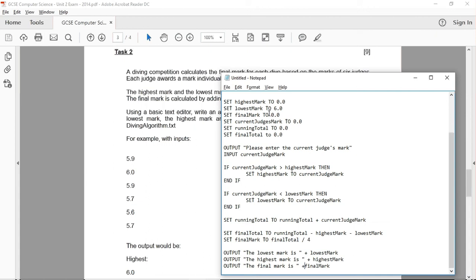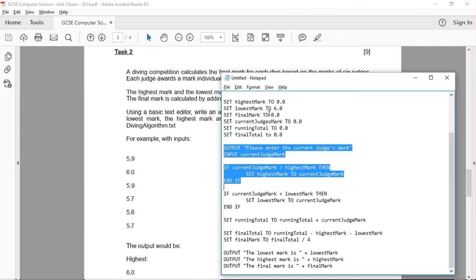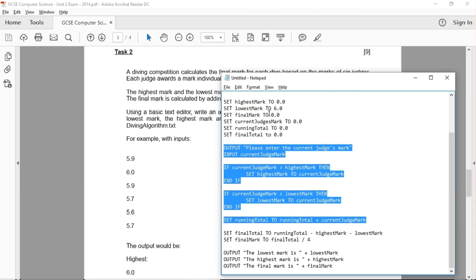Now which of these lines do I need to repeat for each of the individual judges? Each of them, we've got to input 6 marks, output the message 6 times, input 6 times, compare to the highest mark 6 times, compare to the lowest mark 6 times, and set the running total 6 times. So all of those lines, they're highlighted, must be repeated more than once.